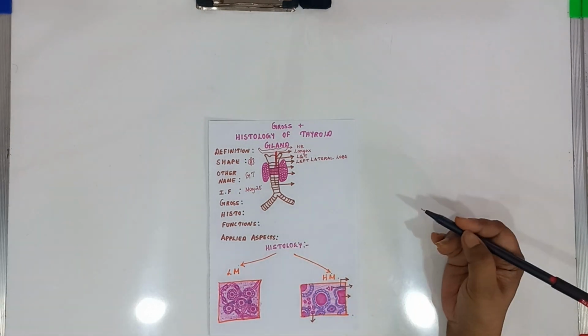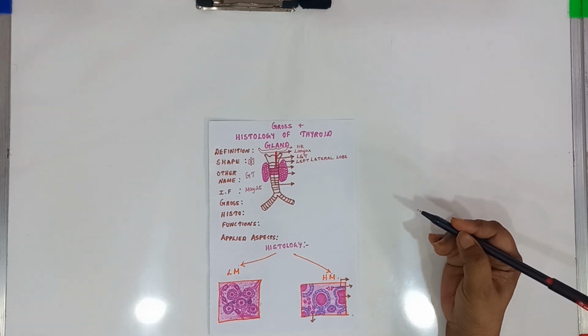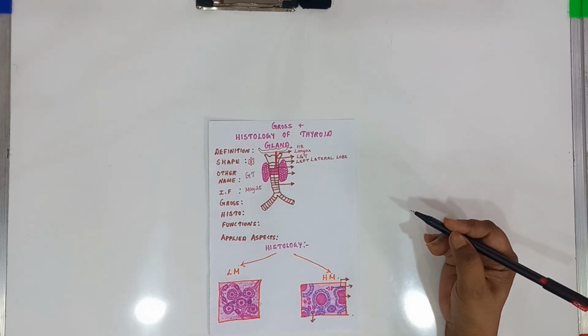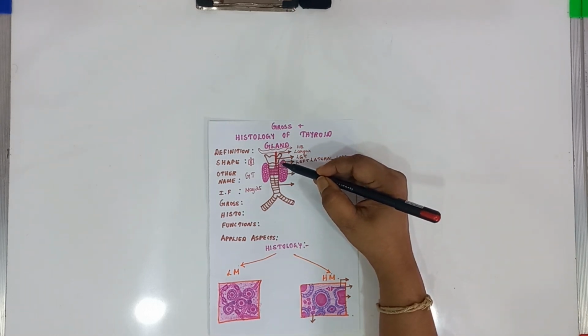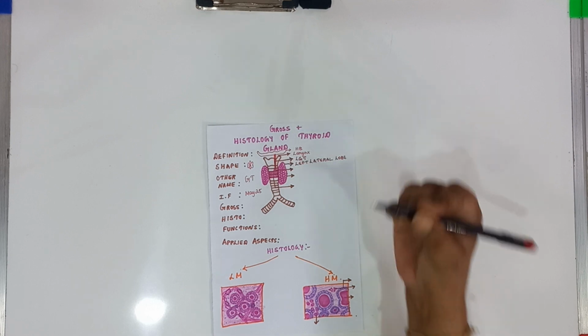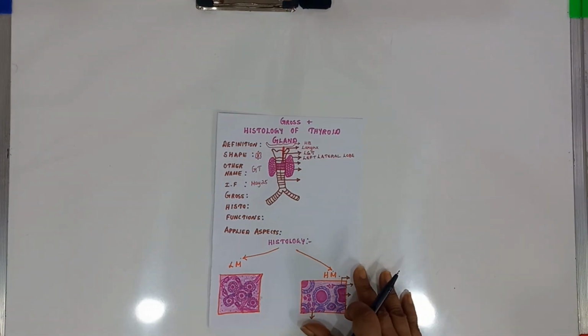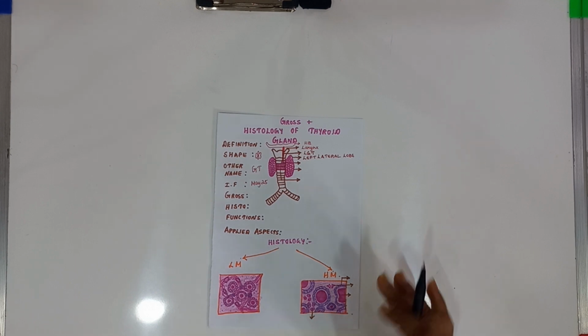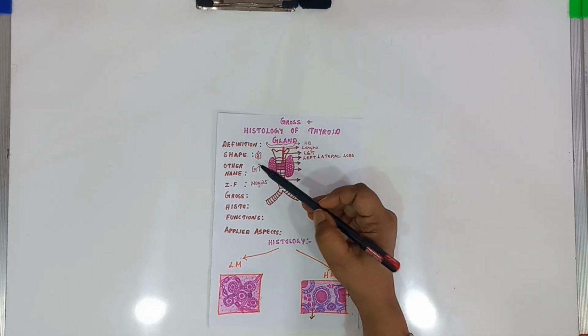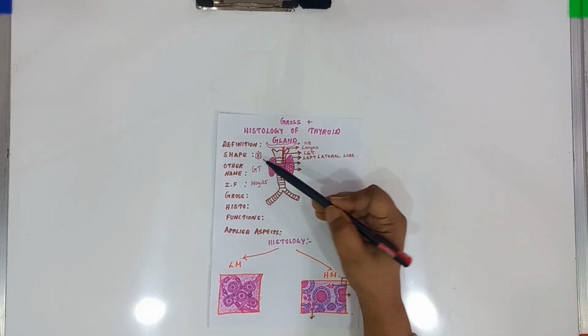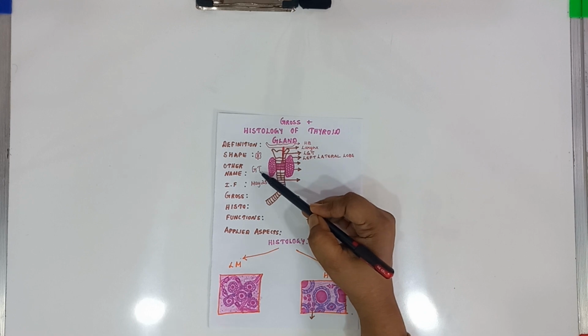So first we will be seeing the definition of the thyroid gland. The thyroid gland is an endocrine gland located on the front and sides of the neck. It is located just below the larynx. This larynx is otherwise known as the voice box. There's a prominence of the larynx in males, which we call the Adam's apple. The shape of the thyroid gland is butterfly shape. The other name for the thyroid gland is glandulae thyroideae.